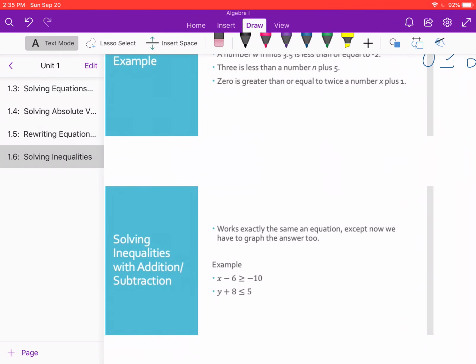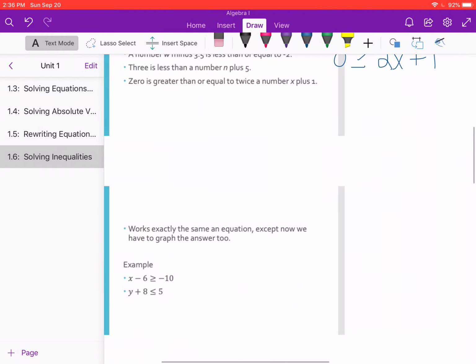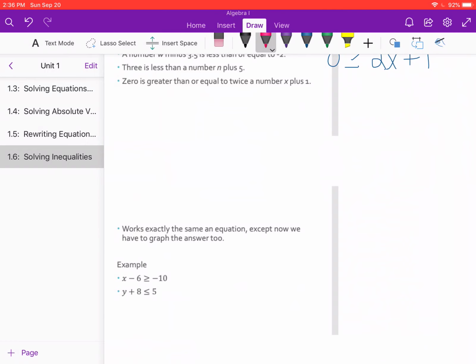Solving inequalities with addition and subtraction works exactly the same as it did when we had an equal sign, except now we're going to add the step of graphing your answer. Looking at the first one, we have x minus 6 is greater than or equal to negative 10. Let's pretend we have an equal sign. I want to get x by itself, so I'm going to add 6 to both sides. Now x is greater than or equal to negative 4. That's our inequality answer.